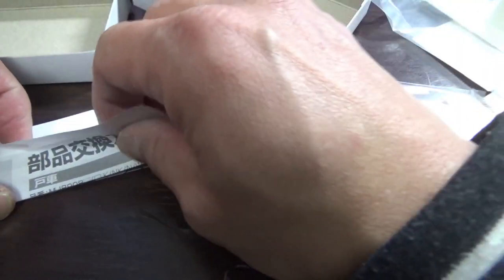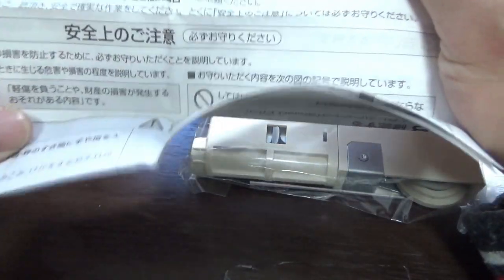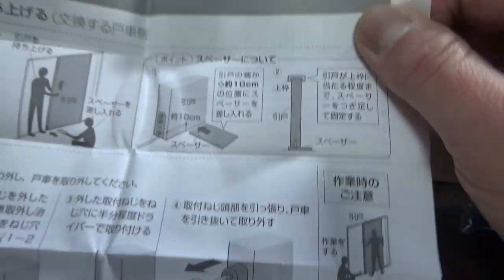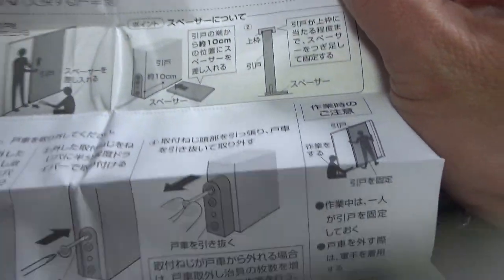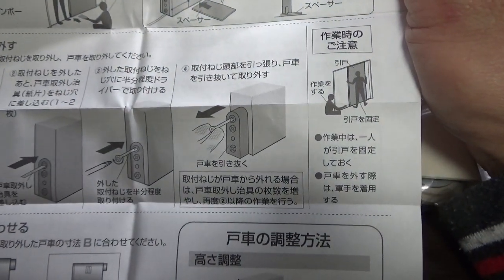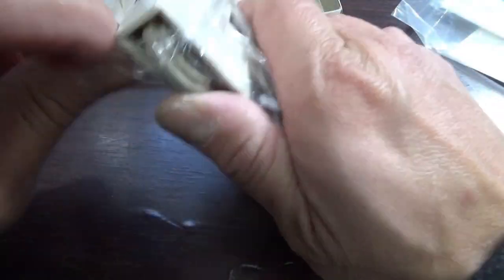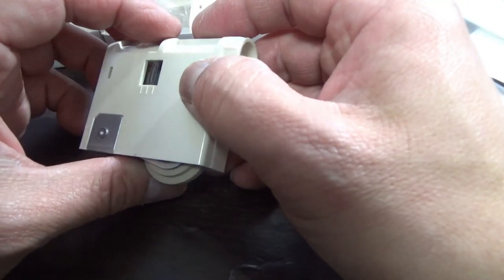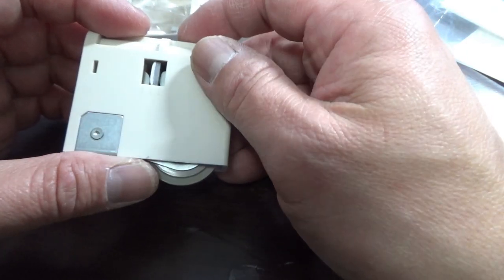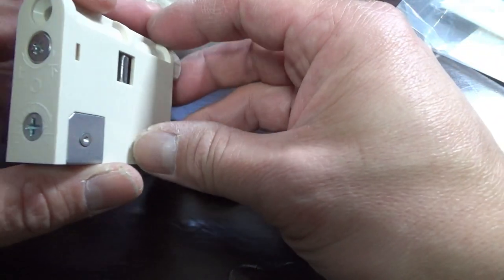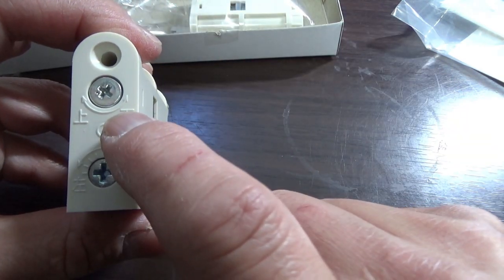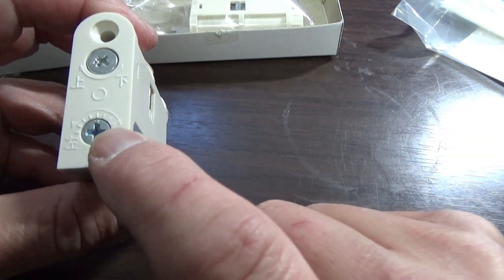And it comes with a Japanese user guide, because this is a Japanese door. Okay, all the instructions are in Japanese. There are different colors that you can buy. Brown, black, and this is ivory white. This is up and this is down. This is left and this is right.